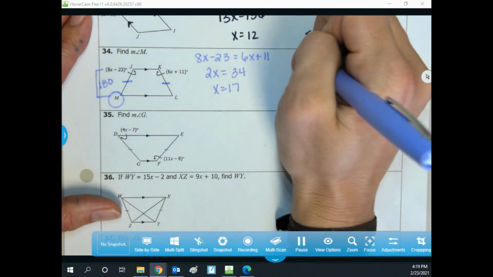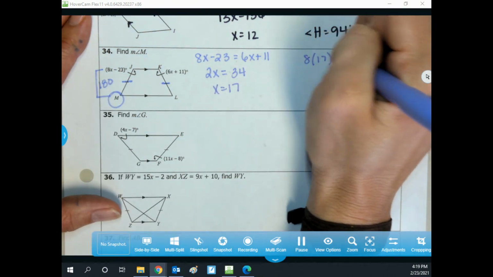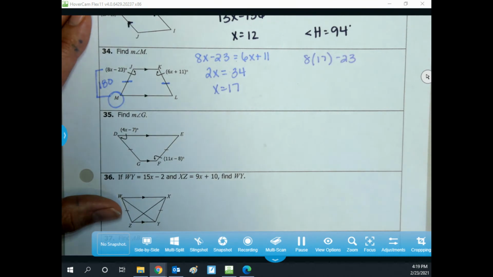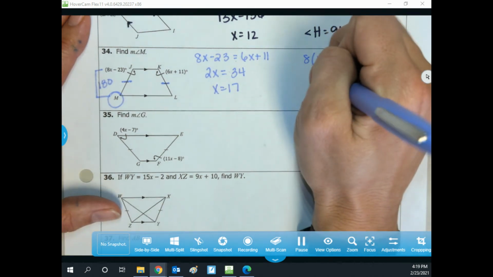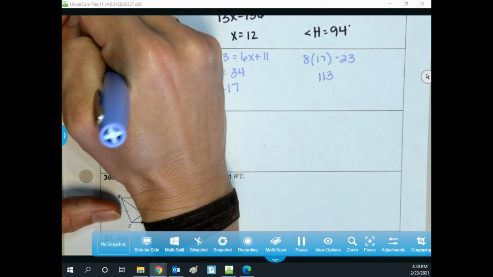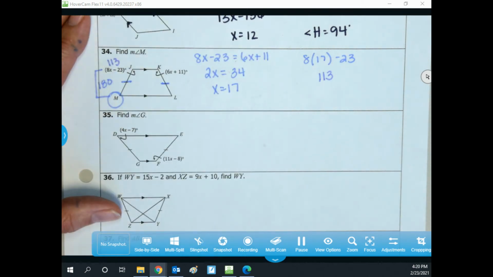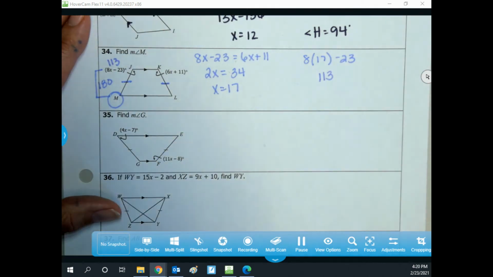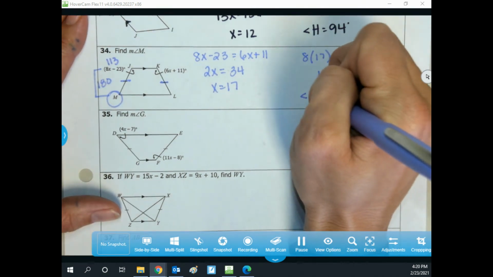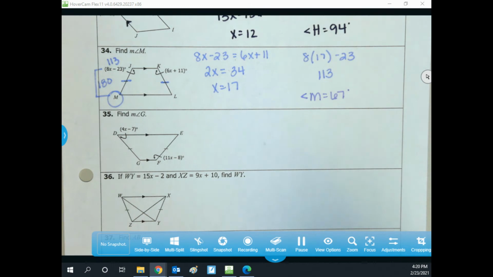Plug that back in. 8 times 17 minus 23 is 113. So angle J is 113 degrees. To find angle M, we do 180 minus 113. So angle M is equal to 67 degrees.